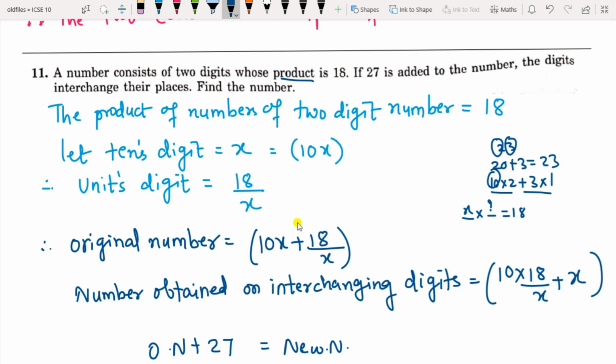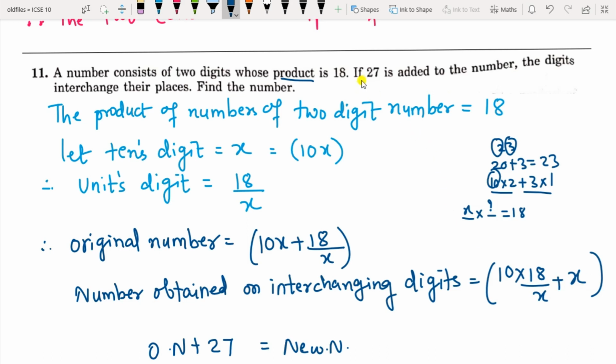Now we have to interchange the digits. For the tens place you write the units digit, and for the units place you write the tens digit. So the new number after interchanging is: multiply the tens digit by 10, so 10 into 18 by x, plus x.